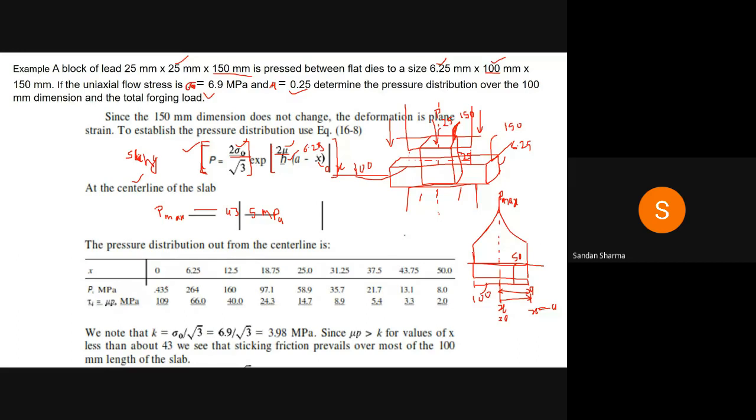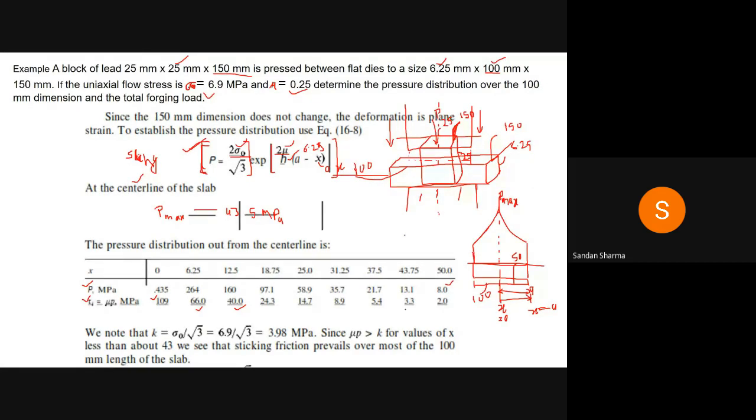So the same value we'll put here, and we'll try to get the value of P at each point, at each distribution. You will be considering different lengths and getting the P value. Now if you go for the sticking condition, it will be Ti equal to mu P. So you are considering mu P here. Now you have the value of P at each point, so you calculate the value of Ti equal to mu P.